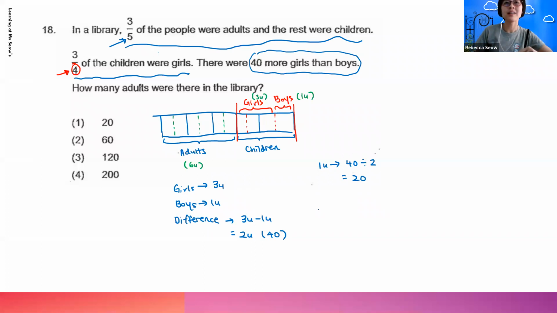And how many adults were there in the library? Now, 6 units. Yeah, we have already indicated in the model. So 1 unit, 20. 6 units will be 6 times 20, which will be 120. Yeah. So hopefully this question is okay with you. All right. We're going to move on.